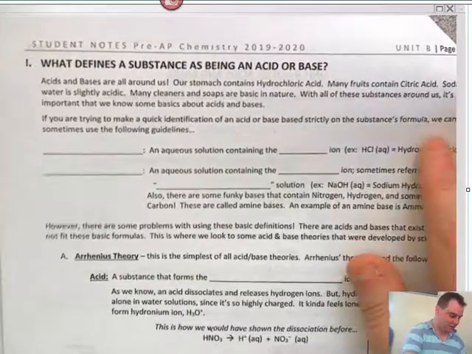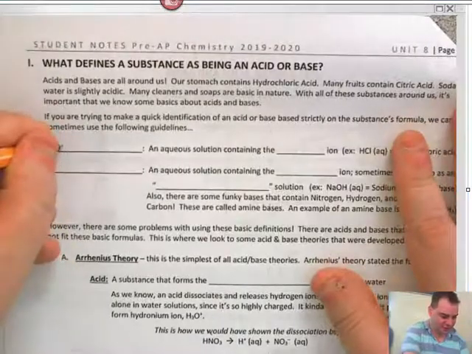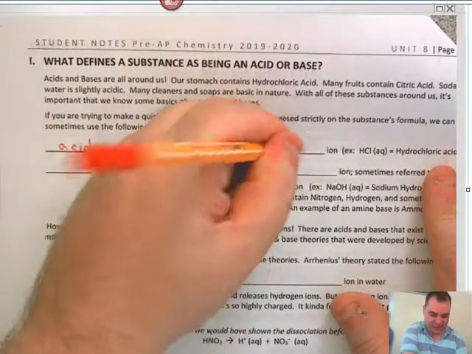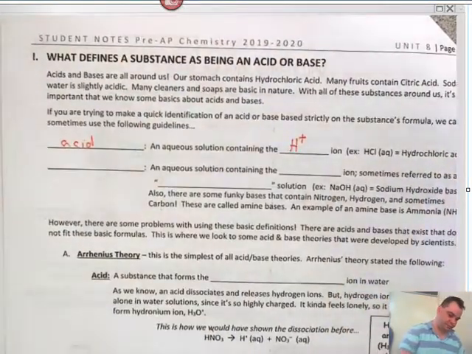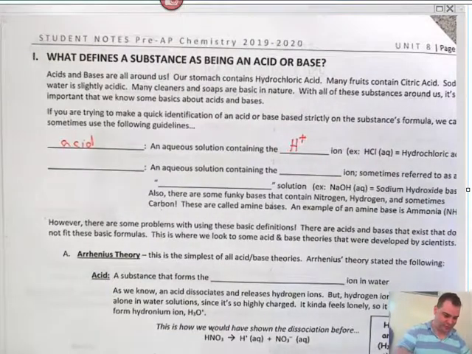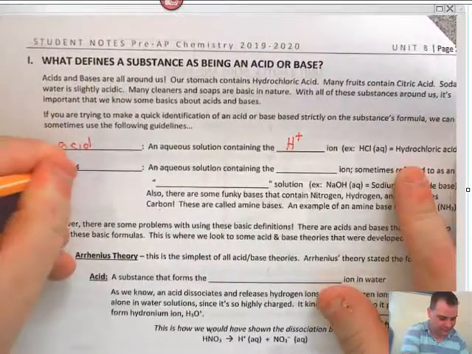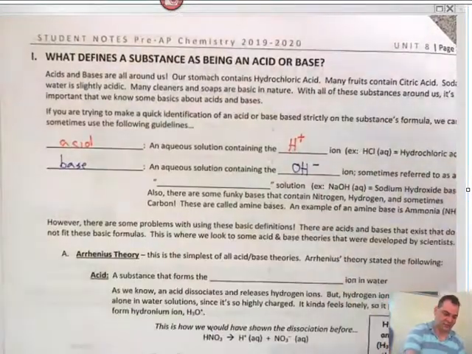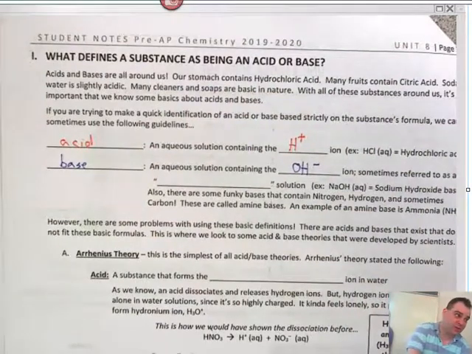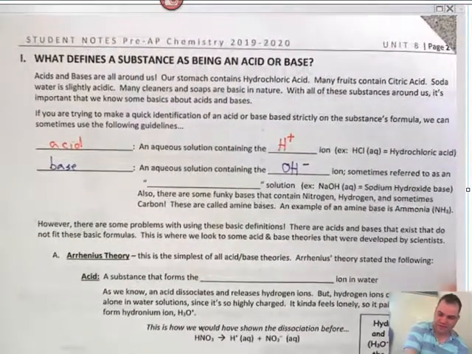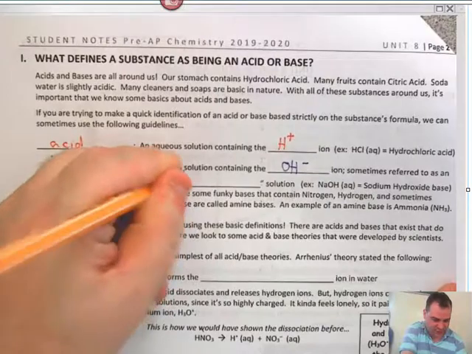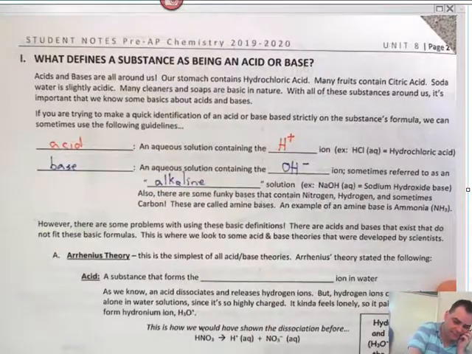So our basic definition of acids here: an acid is an aqueous solution that contains the H+. Meanwhile, a base is an aqueous solution containing the OH- ion, which we should know is the hydroxide ion. Sometimes you will hear these called alkali solutions.